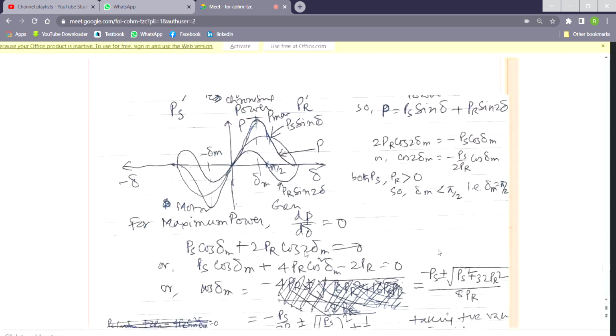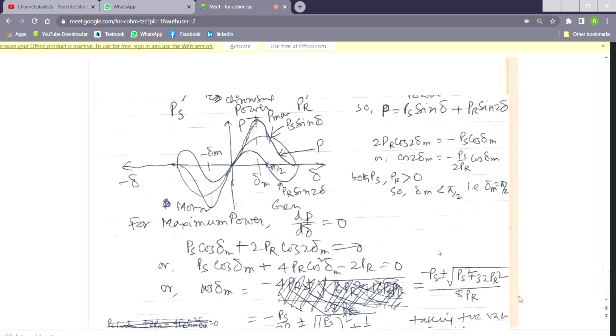Now, from here you can solve for cos delta m, right? When you get the value of cos delta m from this equation, and consider this formula, you can find this delta m value and put this delta m in the power equation, that is Ps sin delta m plus Ps sin 2 delta m, and you get the maximum power.